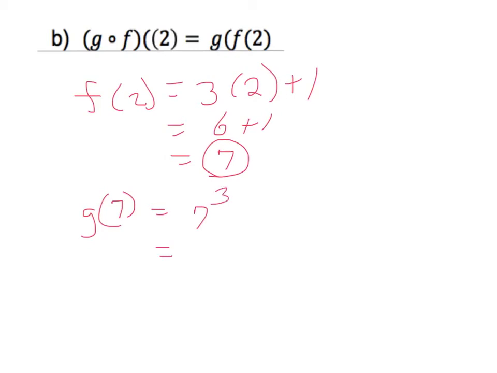Okay, now this is going to give us 343, which means g of f of 2 equals 343. Now that's different than what we got for the f of g function. So g of f does not equal f of g.